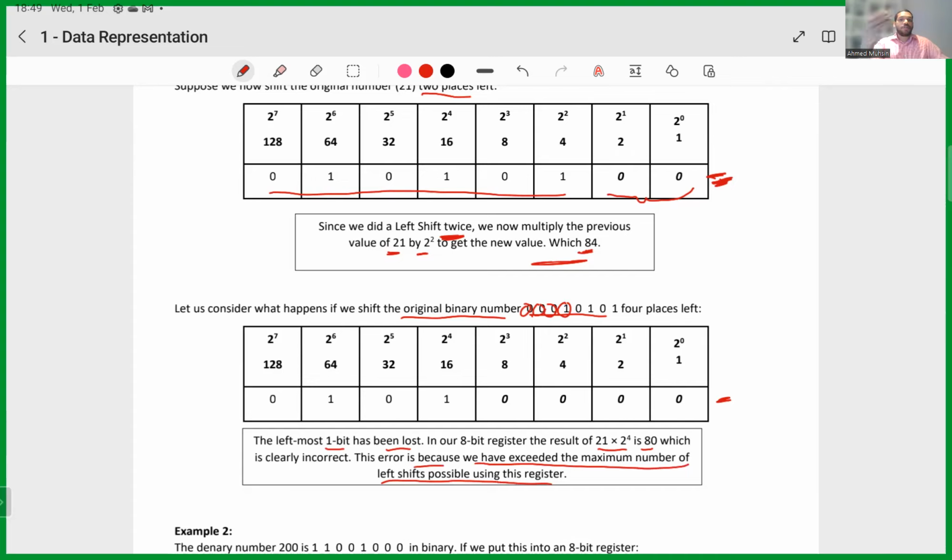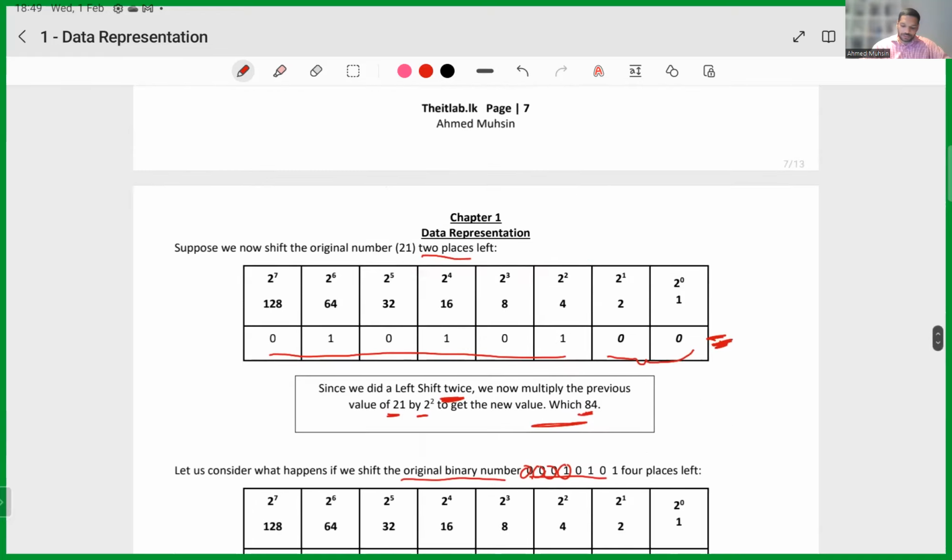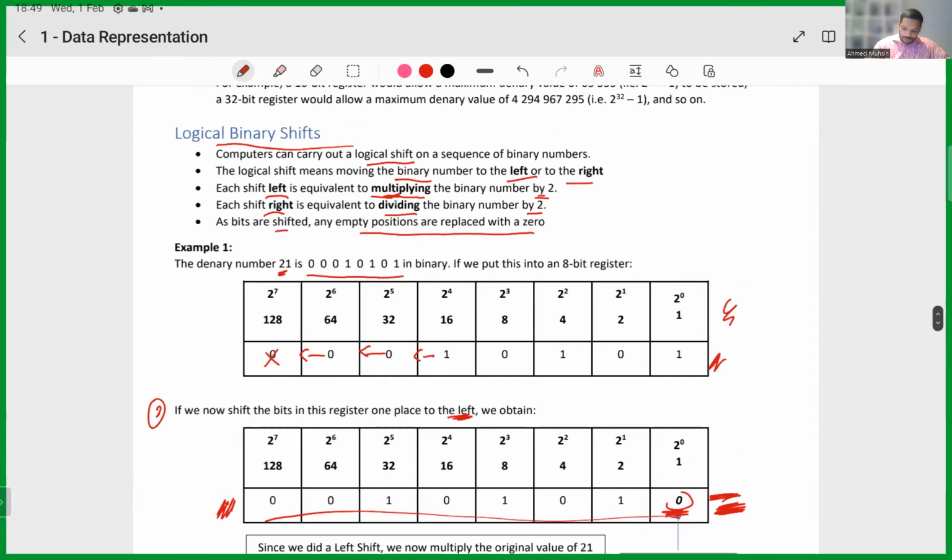Now I have been showing you how to do left shifts. Let's see what happens when we do right shifts. You do know at the beginning I told you when we do a right shift, we divide the original value by 2. When we left shift, we multiply. When we right shift, we divide.